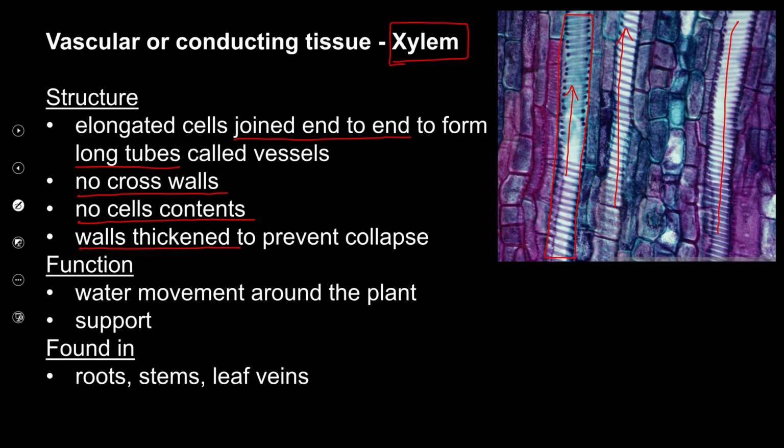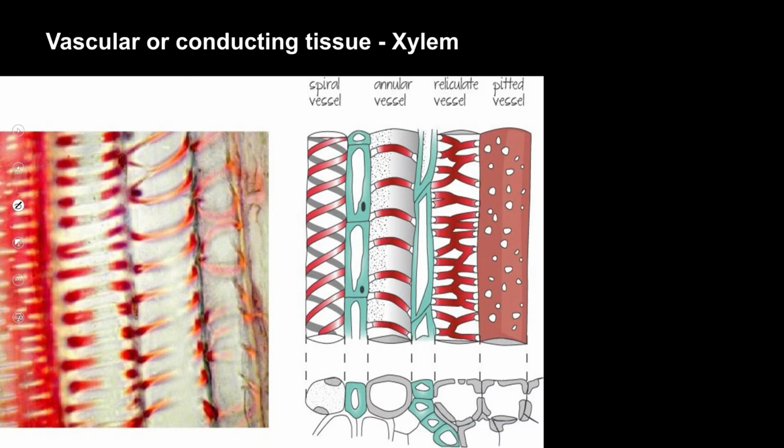So the main function is water movement, but because they have thickened walls, they also carry out the job of support. And they would be found in all parts of the plant: the roots to absorb, the stems to move up, and the leaf veins to take the water to the cells.